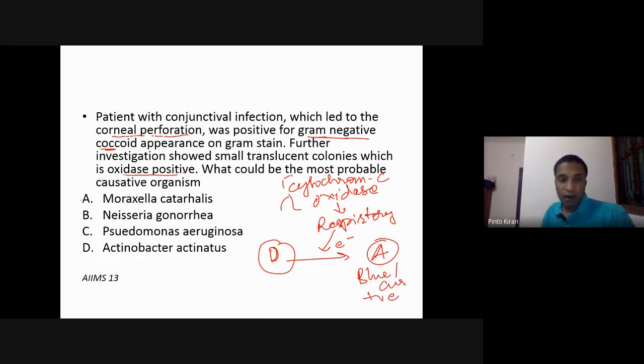See, all the organisms are oxidase positive. Again, all the organisms are gram negative. Trick question. But here, if you remember, corneal perforation. This is very important. The only organism which causes corneal perforation in an intact cornea is Neisseria gonorrhoeae. Though Pseudomonas will also cause corneal perforation, for an intact cornea it is Neisseria gonorrhoeae.